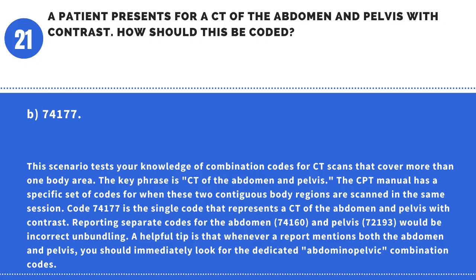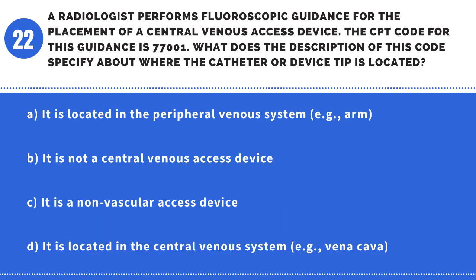A helpful tip is that whenever a report mentions both the abdomen and pelvis, you should immediately look for the dedicated abdominopelvic combination codes. Question 22.